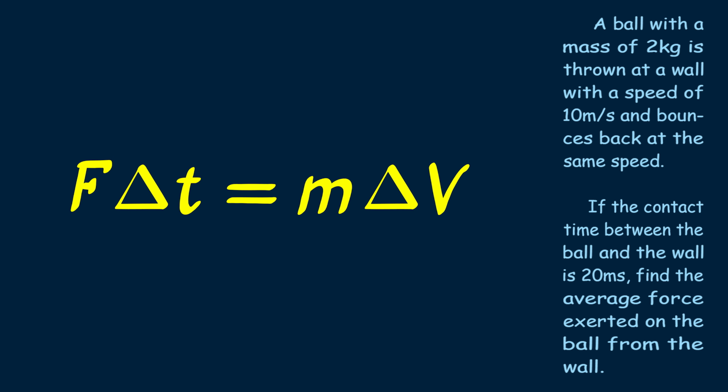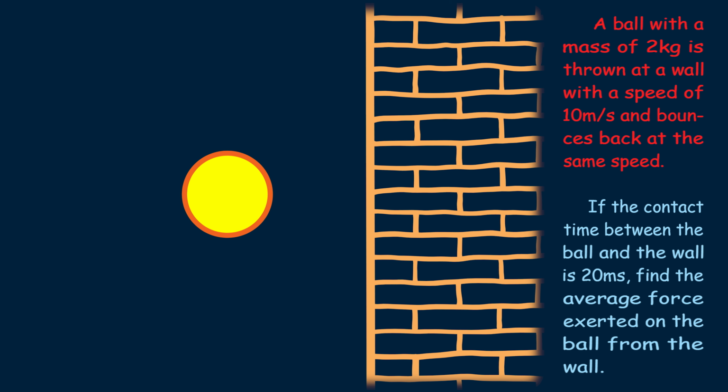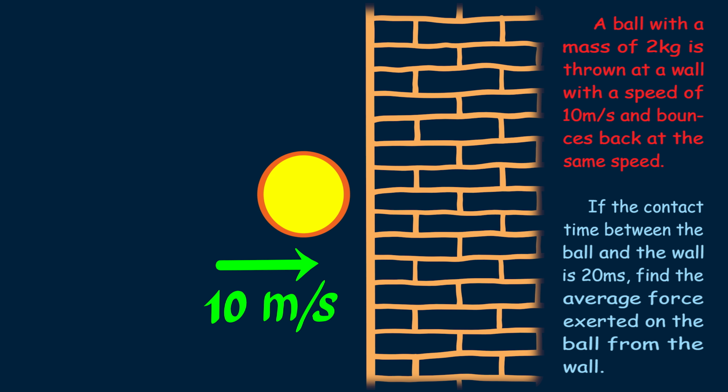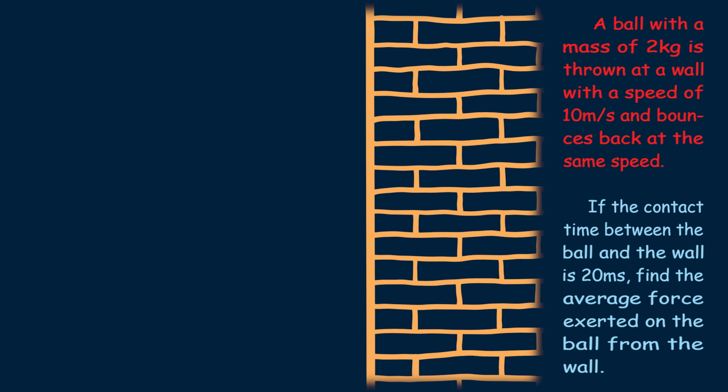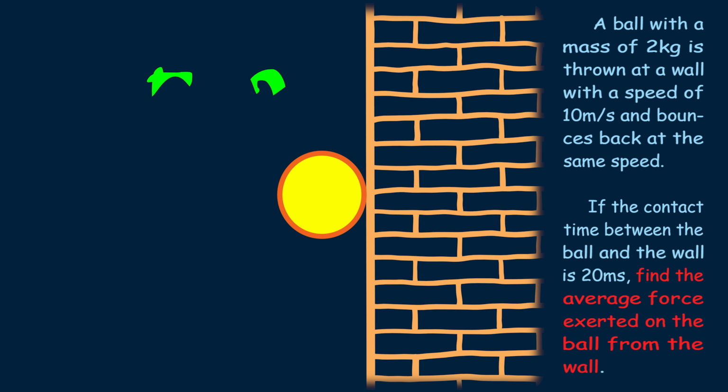The cool thing about impulse is it allows us to calculate the average force applied to an object in order to change its velocity. Such as in this question, where a 2-kilogram ball is thrown at a wall with a speed of 10 meters per second and bounces back at the same speed after being in contact with the wall for 20 milliseconds. Find the average force exerted on the ball from the wall.